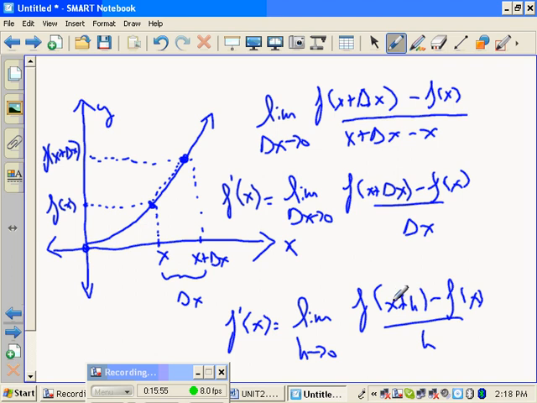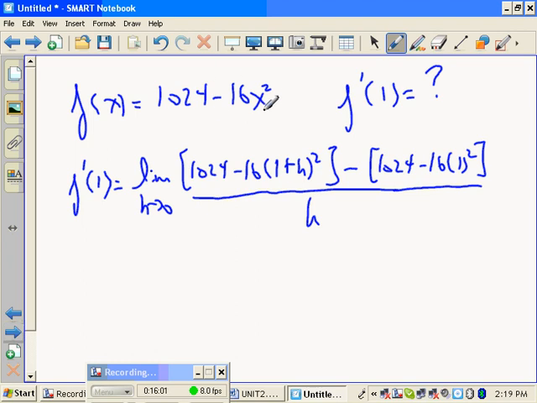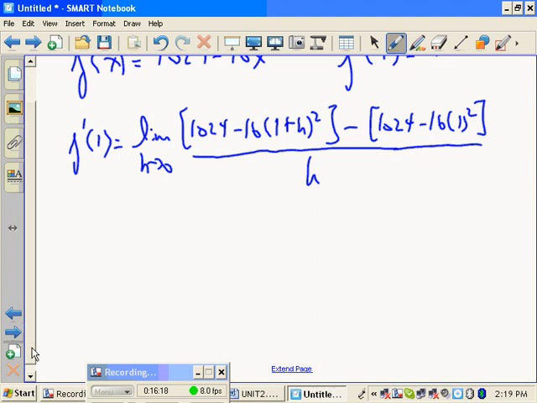I put in 1 plus h, I put in 1 wherever I saw x, and I put in the function 1024 minus 16x squared wherever I saw f. So what is f of 1 plus h? Just compose, right? F of 1 plus h is plug in 1 plus h wherever we see x. F of 1 is plug in 1 wherever we see x. Can we simplify this? Maybe this limit can be done.